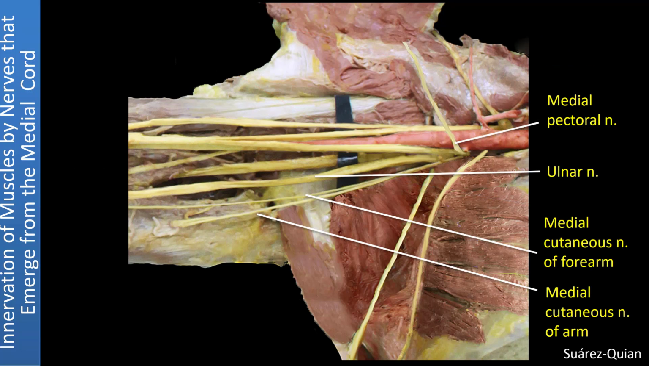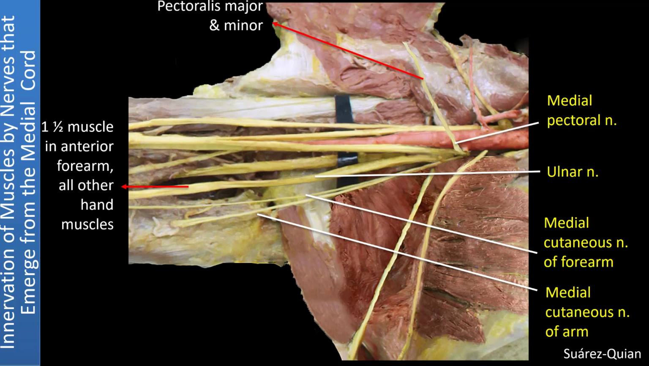The nerves from the medial cord are responsible for controlling the following actions. The medial pectoral nerve innervates both the pectoralis minor and major. The ulnar nerve serves to innervate 1.5 muscles of the anterior compartment of the forearm, then innervates most of the muscles of the palm of the hand except those served by the median nerve. And finally, the medial cutaneous nerves of the arm and forearm are strictly sensory to these regions.